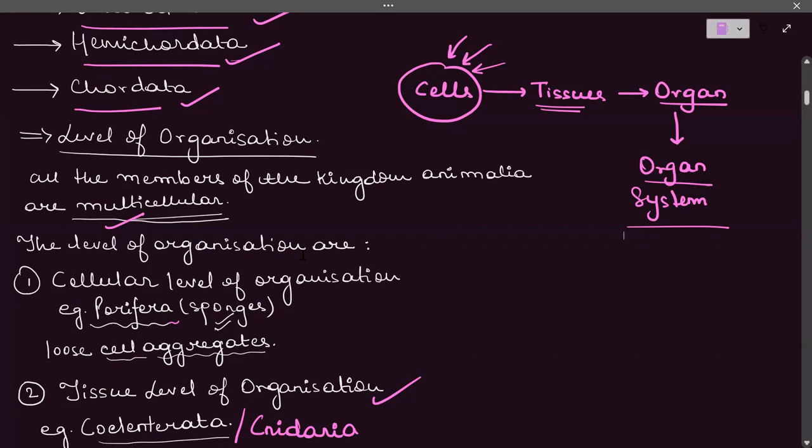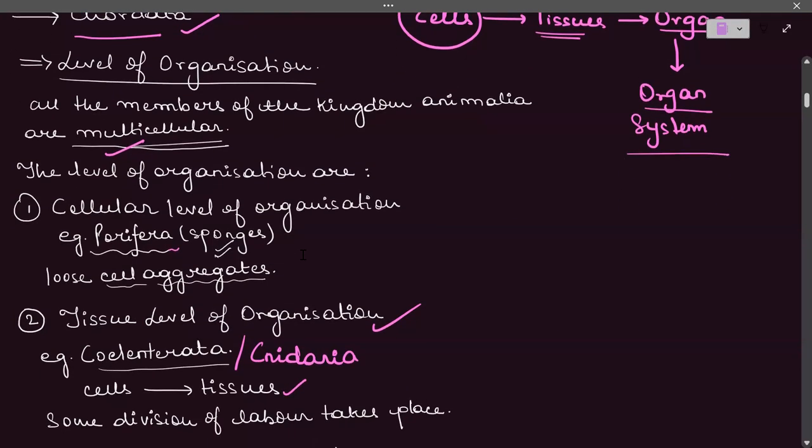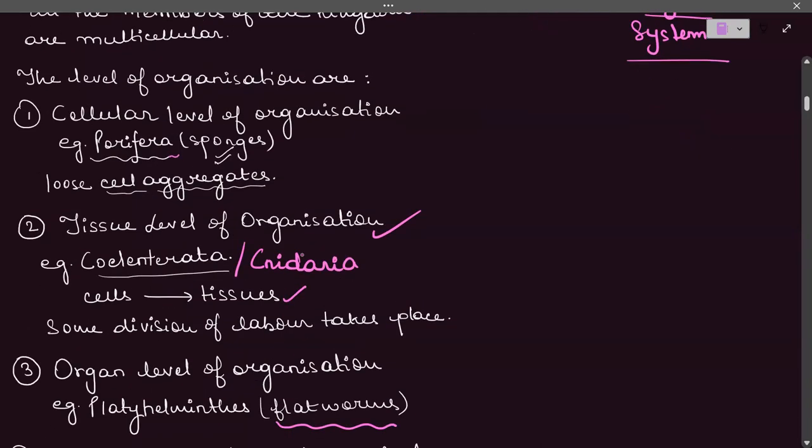Now the level of organization, the first thing is that all the members of the kingdom Animalia are multicellular. There is no member in the animal kingdom that is unicellular. Now the levels of organization, what are they? So the first level is the cellular level of organization. In this case, only the cells are present. So loose cell aggregates are present. This is present in the Porifera, which consists of all the sponges.